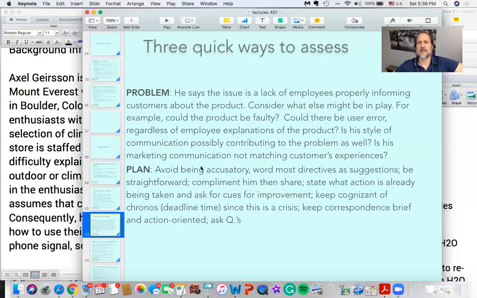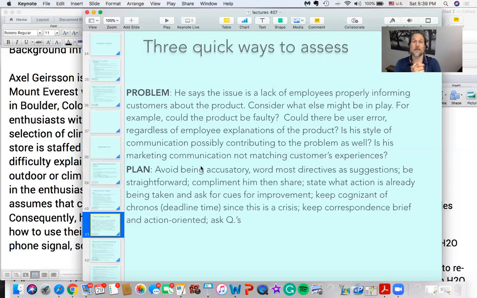The problem is, he states it is a lack of the employees properly informing customers, but consider what else might be in play and think about user errors. I mean, could it just have been a wild streak where we've got a bunch of people not knowing how to use this? That's nobody's fault. Do we know? So these are things to possibly bring up in emails with him. Is his style of communication itself possibly contributing to the problem? Is his marketing communication matching customers' experiences well enough? So there could be, if you will, ripple effects of different problems that are somewhat connected, but not necessarily. And so you parsing that could be a wonderful opportunity here.